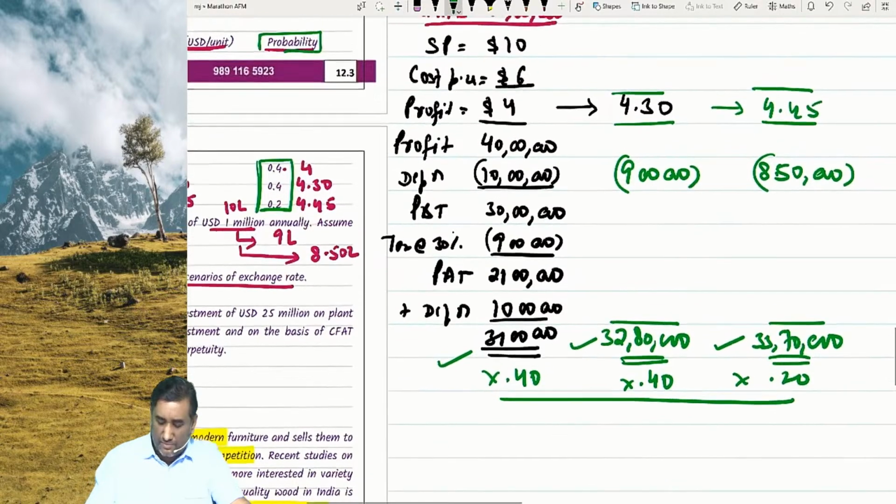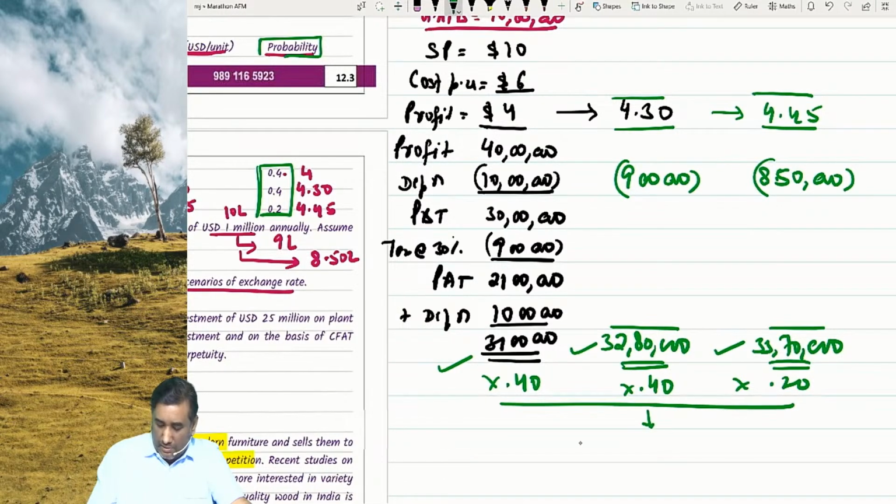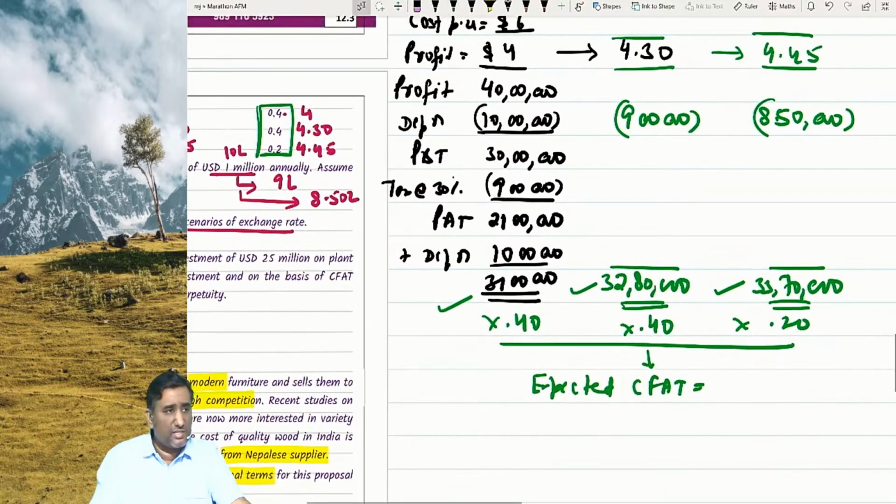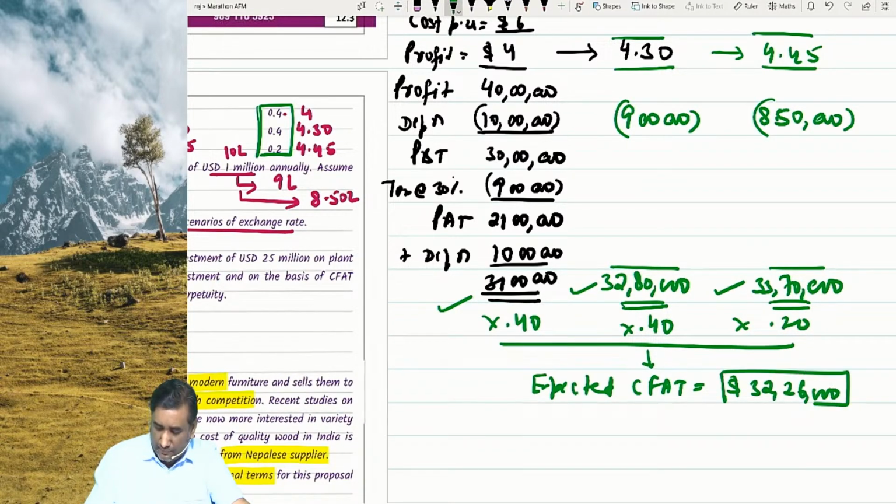Net, you can tell me what comes. This is your expected CFAT, because you would have done probable cash flows. Now this is a kind of probable cash flow. 32 lakh 26,000. Highlight that depreciation part and highlight that reduction part. That was important. The third part will also be spoken out.